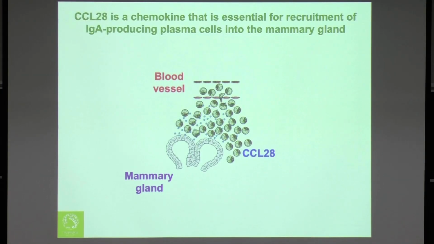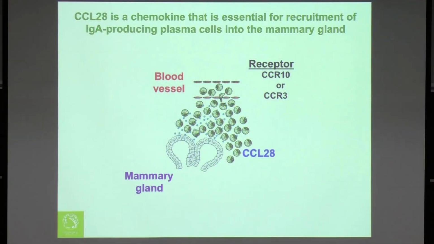So our next question is, what receptor is involved in the recognition of CCL28-mediated chemotaxis? We searched the literature and found that in humans, there are 2 receptors that can react to CCL28. But it's still unknown which receptor is involved in the recognition in mice or in the mammary gland.